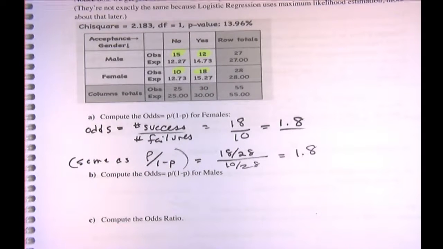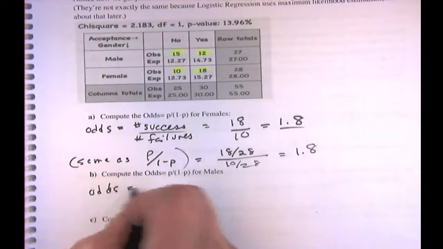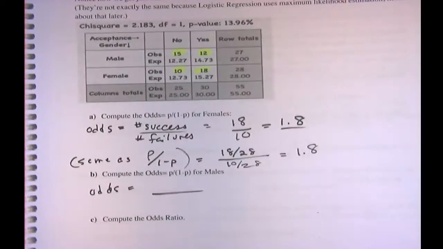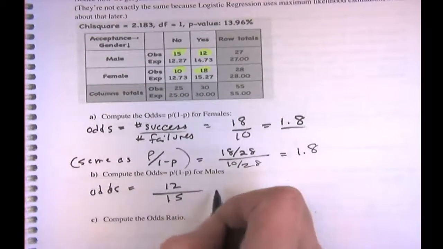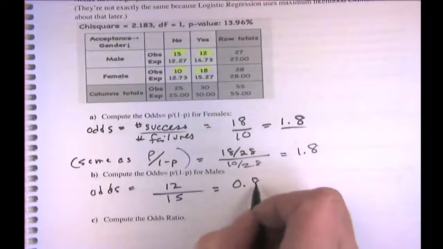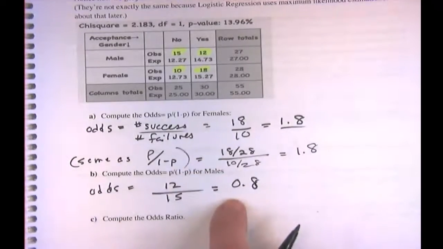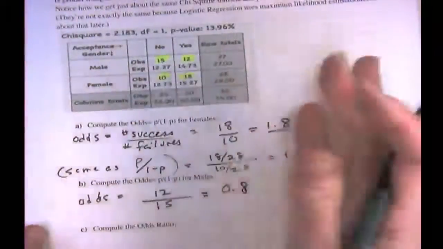All right, so now compute the odds for males. You can do that, right? The odds for males would be what over what? Just write it down on your paper. It's really easy to do it this way. Make sure you get the same thing. It's 12 over 15, which is 0.8, which is exactly what we got on the previous page. So it's super easy to check your answers by setting up a little table like this.